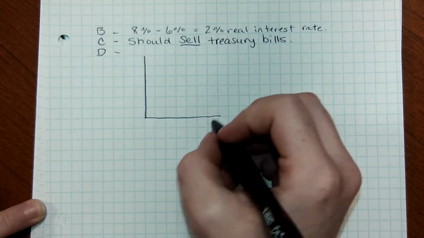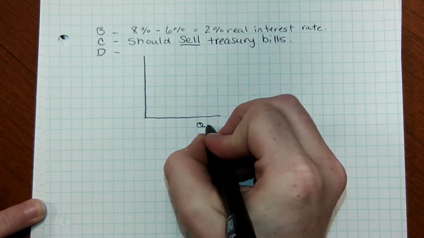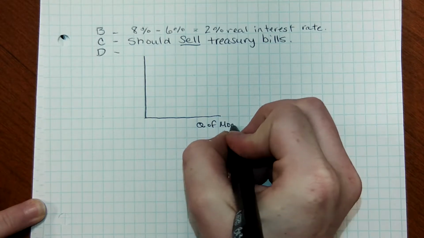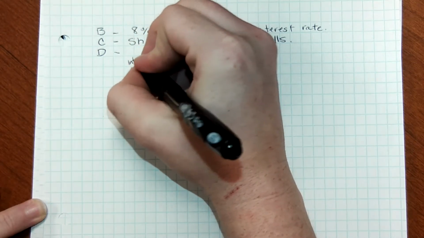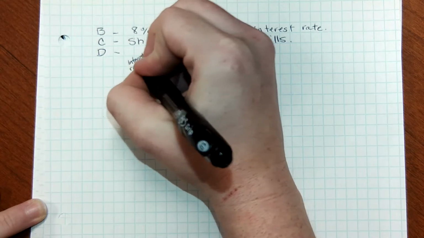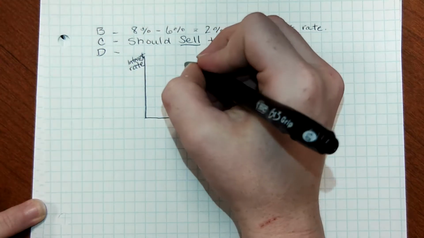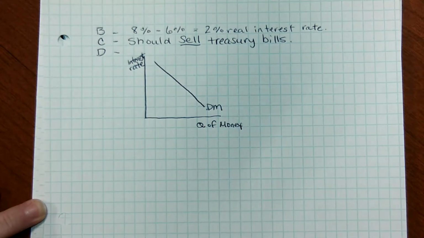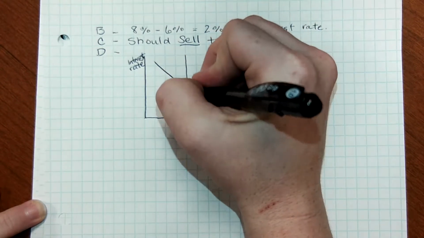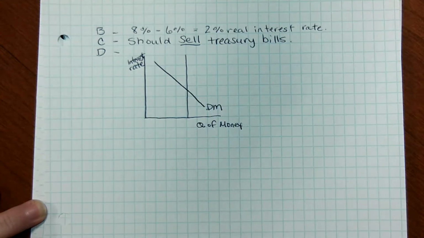So here we go. I've got quantity of money. And over here I have the interest rate. I'm going to put my demand for money. And then remind me on the money market, how should the supply look? You're right. It should be vertical. So let me just arbitrarily select a spot right here.